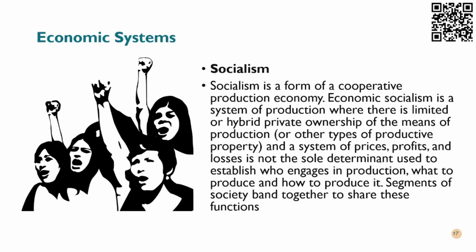Economic socialism is a system of production where there is limited or hybrid private ownership of the means of production and other types of productive property. And a system of prices, profits, and losses is not the sole determinant used to establish who engages in production, what to produce, and how to produce it. Segments of the society band together to share these functions.